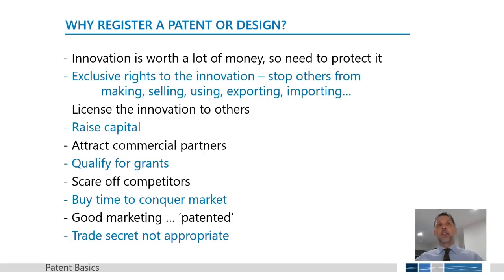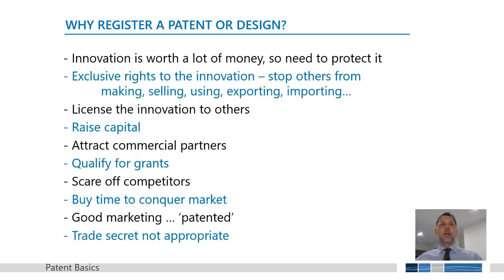So why would you register a patent or a design? Many reasons, the most important of which is that the innovation is worth a lot of money, so you need to protect it. Otherwise, it's open for copying by others. So you get exclusive rights to the innovation. You can stop others from making, selling, using, exporting, importing it.